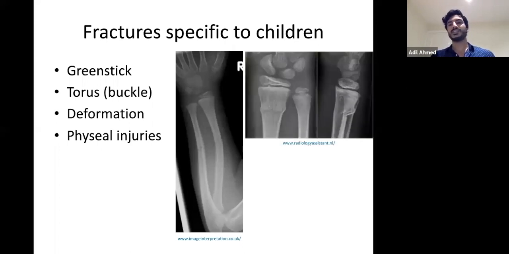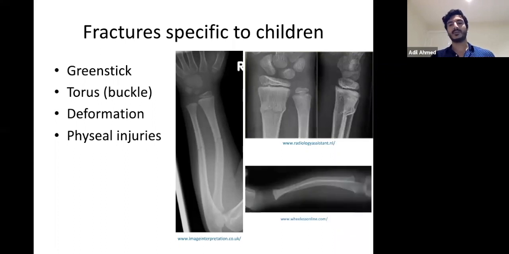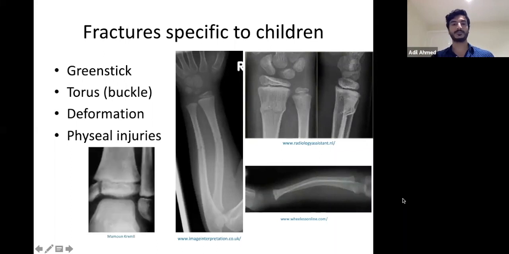And here we see an example of torus fractures, and this is exactly what I meant by plastic deformation. You can see the bone is bent and it's not looking like it should, but it hasn't fractured and it hasn't caused a greenstick fracture either.